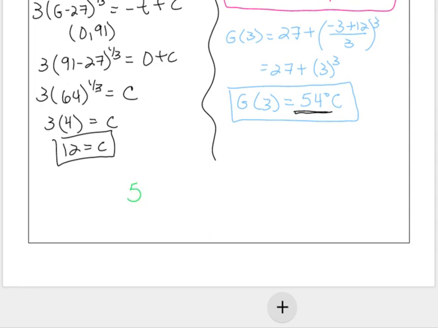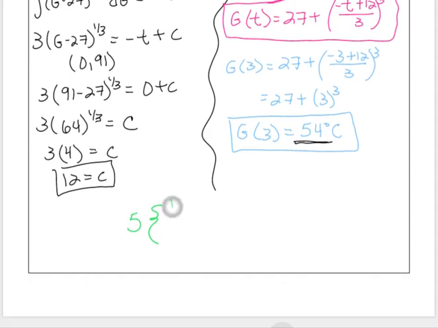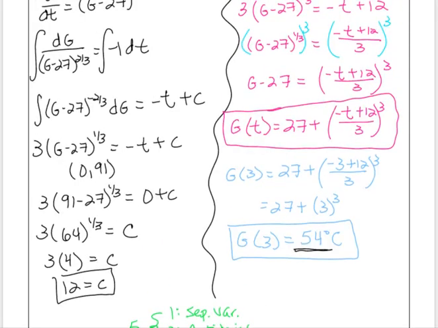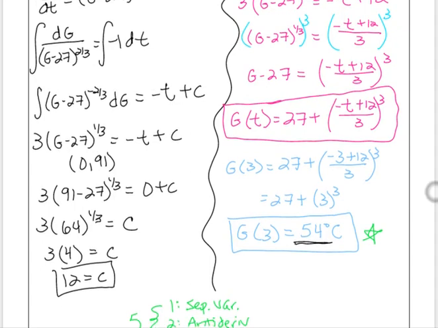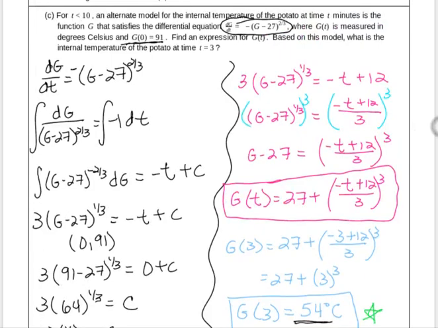This was worth 5 points, which is pretty typical of solving a differential equation. So it was 1 point for remembering to separate your variables, just like usual. It was 2 points for your antiderivatives. 1 point for finding your plus c and remembering to put your plus c. And then it was 1 point for getting your expression of g of t and for solving for g of 3. So if you forget to do this actual evaluating right here, then you would lose that point. So make sure you always go back to the directions and read kind of what's going on.